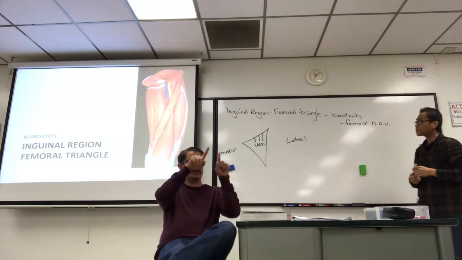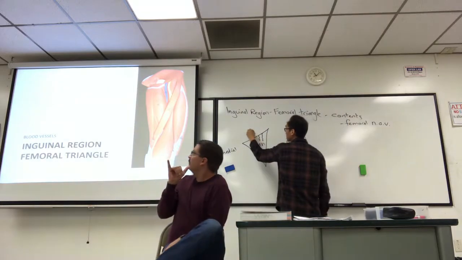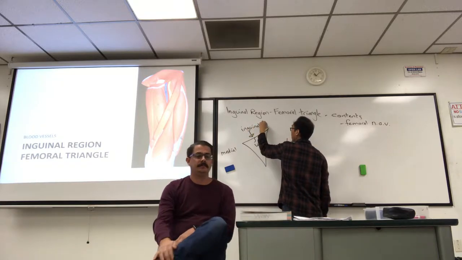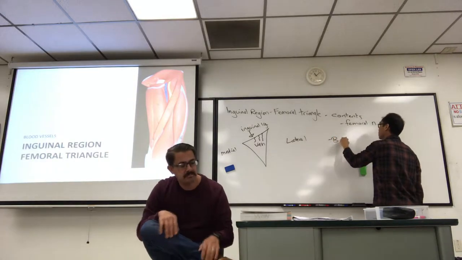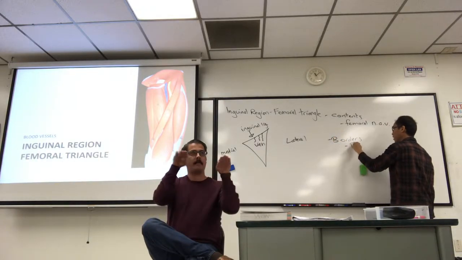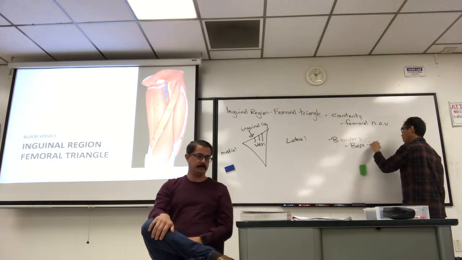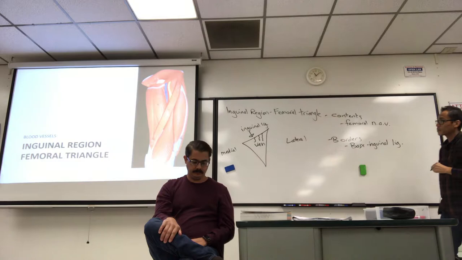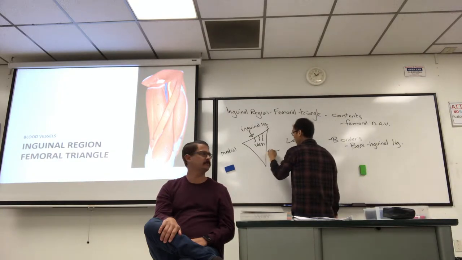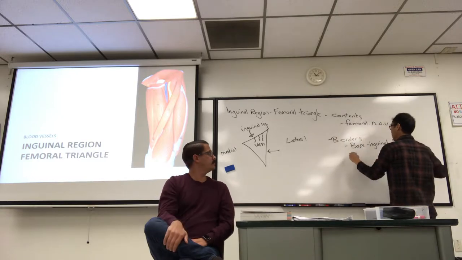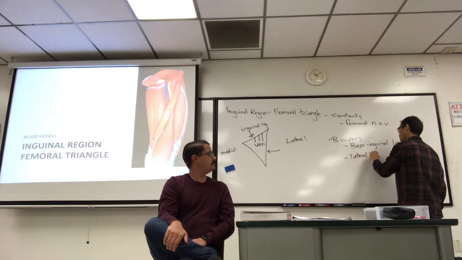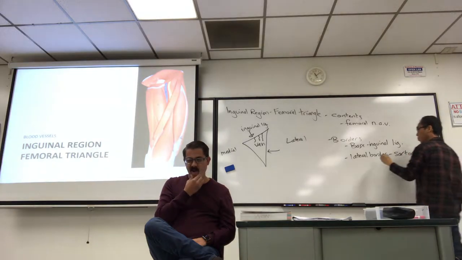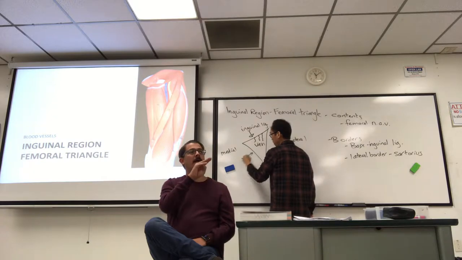Now the borders of the triangle include this top portion, that's actually the inguinal ligament. So know the contents, but also know the borders. That top border, called the base of the triangle, is formed by the inguinal ligament. This lateral border is formed by the muscle sartorius. Then the medial border is formed by the muscle, the adductor longus.